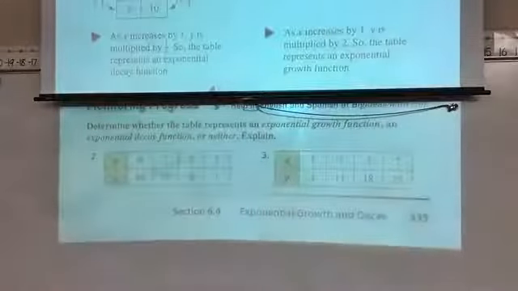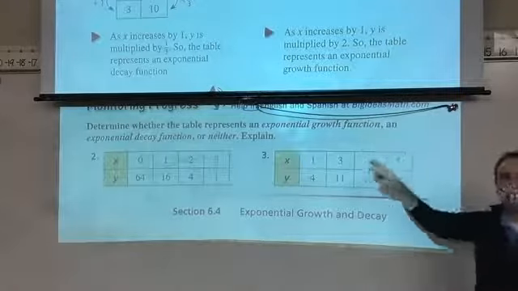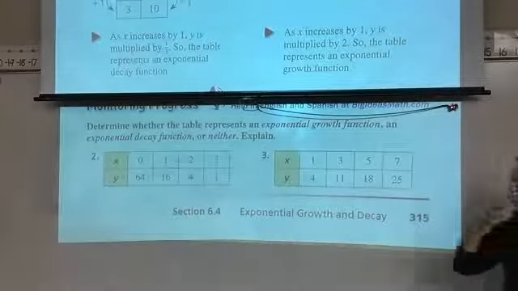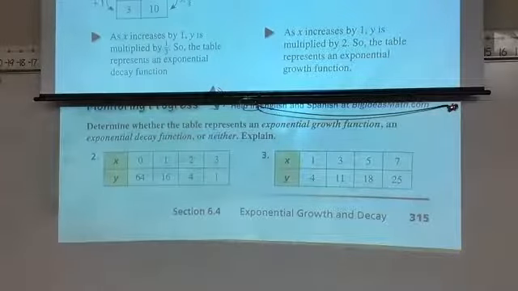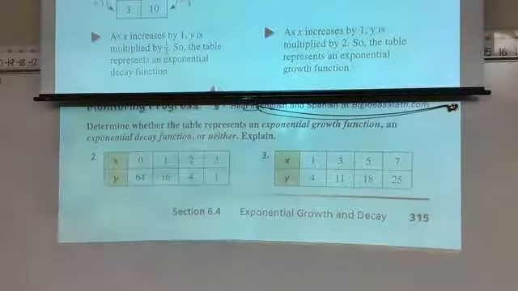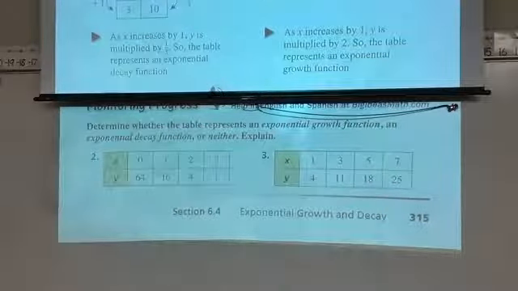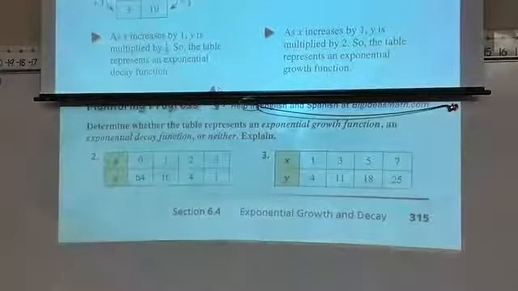Notice they do give you 3 options here. It says, does it represent exponential growth, exponential decay, or neither? So we gotta be careful on that. I want you to look at these two. I want you to figure out, is it exponential growth, exponential decay, or neither? Of course, use calculator. That's completely okay.